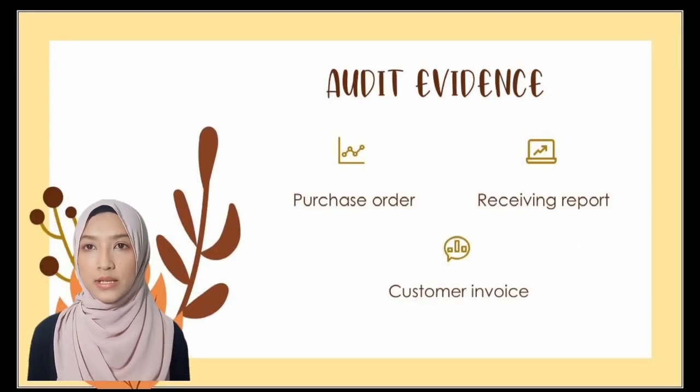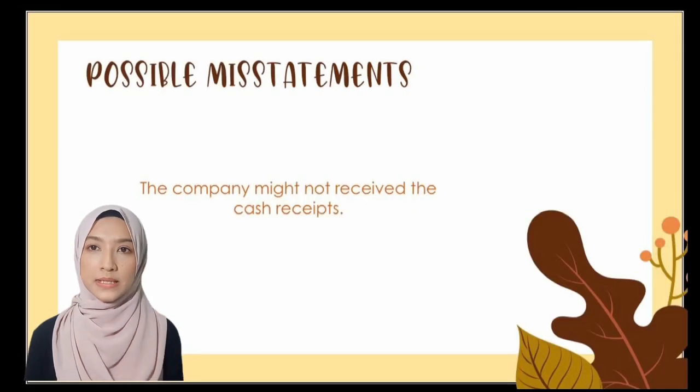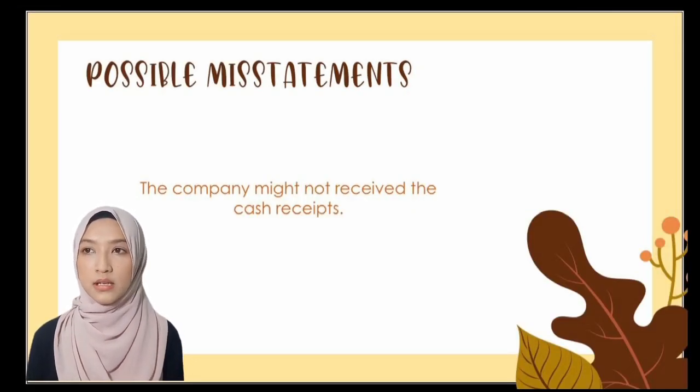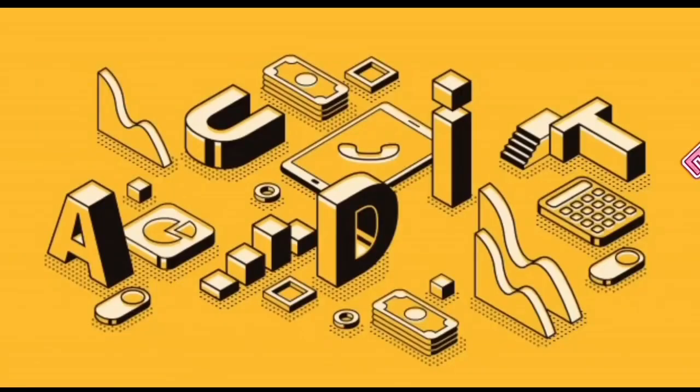There are 3 audit evidence items. The first one is purchase order. The second one is receiving report, and the last one is customer invoice. The possible misstatement in this transaction is that the company might not receive the cash receipt.